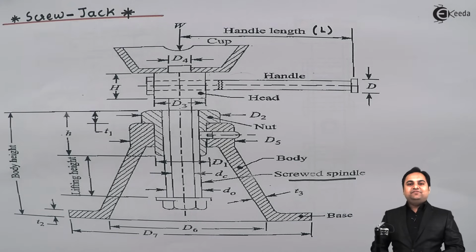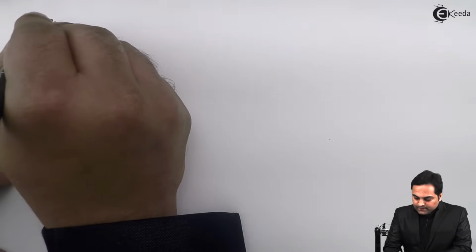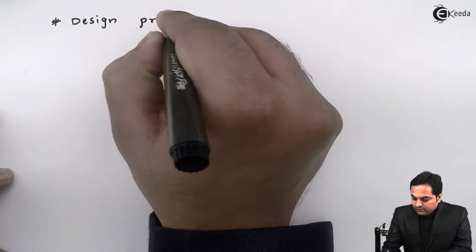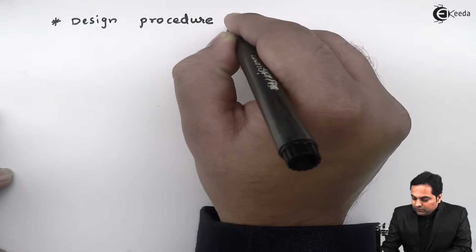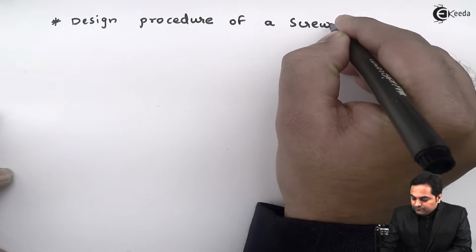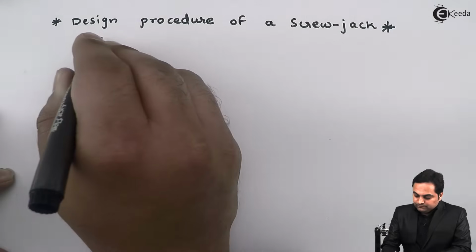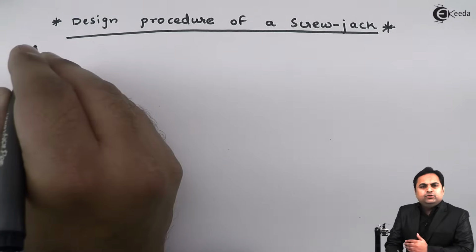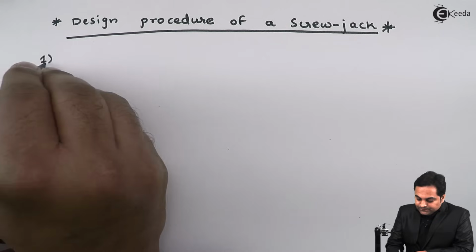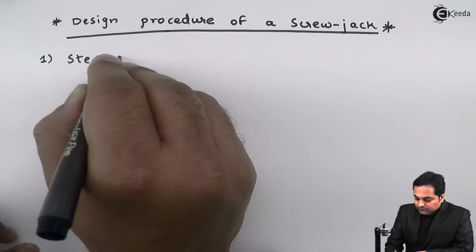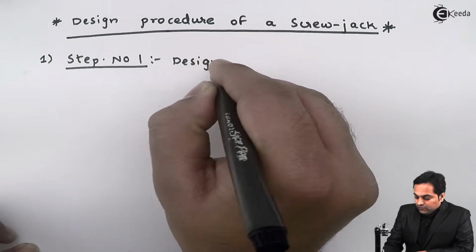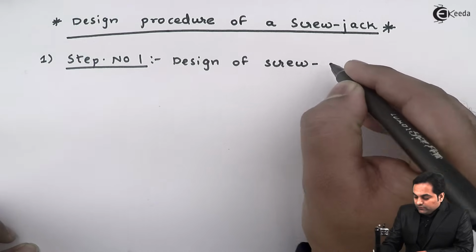Now let us get started with the design for the screw jack. Here the heading is design procedure of a screw jack. Now, in the design procedure of the screw jack, I'll divide it into a number of steps. The first step, step number 1, is called design of screw spindle.